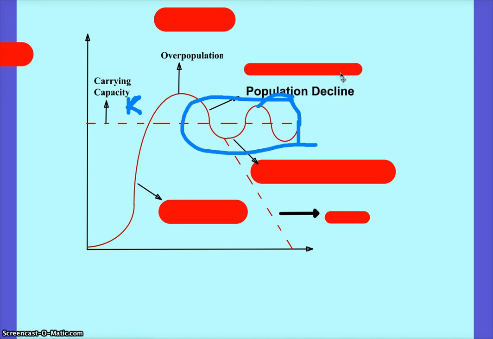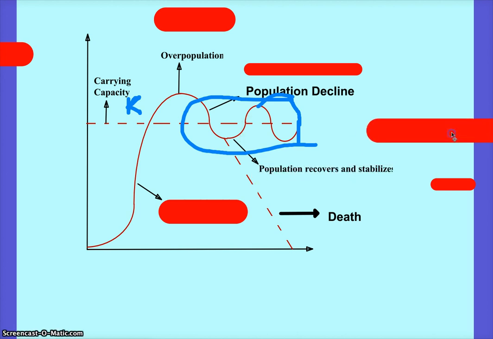Decline. What about this dotted line? What's happening to the population here? Let's pretend I went here. What? Yes, death. Good job. What about right here? Look what's happening. Zoom into your notes and look. What do you see happening there? Good. It's actually starting to increase again, or recovery, what we call it, stabilizing.